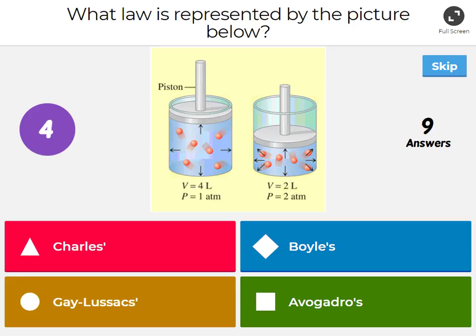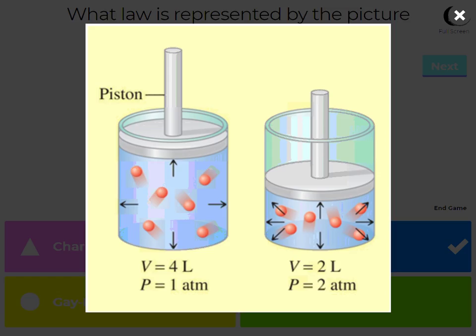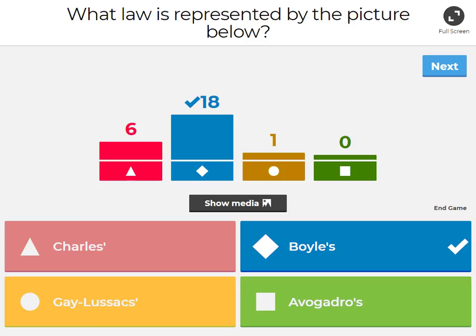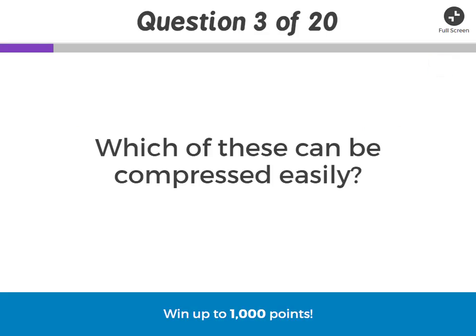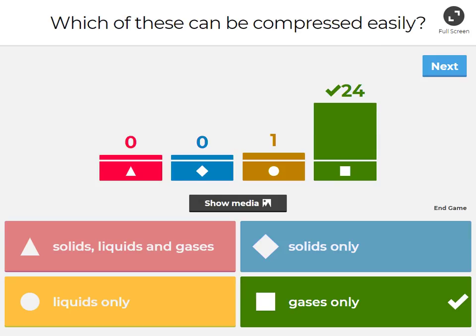What law is represented by the picture? Ooh, okay, so it shows you what 2 variables? Pressure and volume, and that's the first one we talked about, which was our Boyle's law. Next, which of these can be easily compressed? Muy bien. So easily compressed, that term easily is the most important, and that would be our gases.